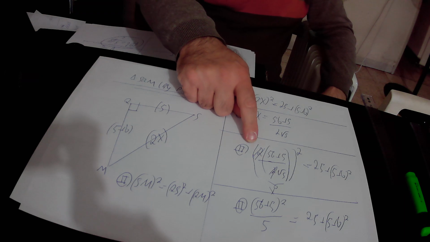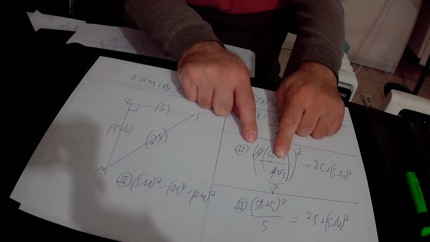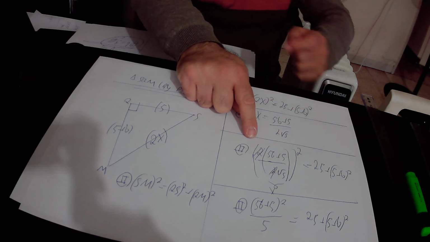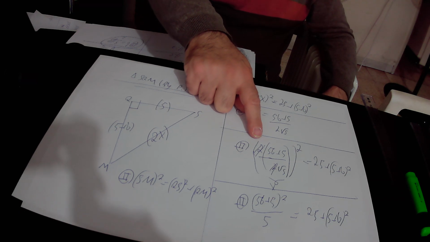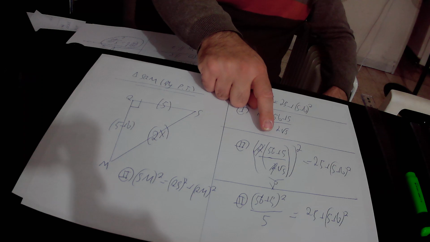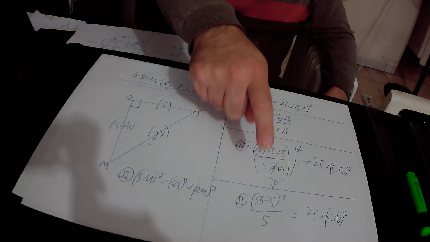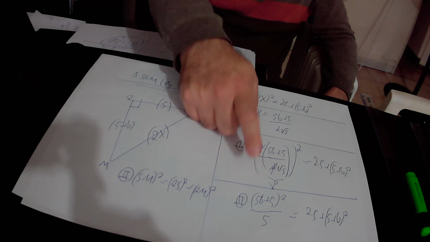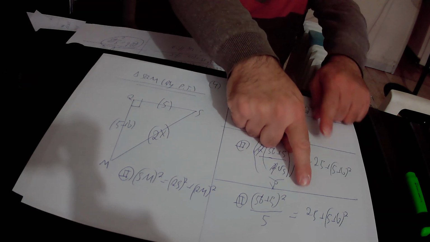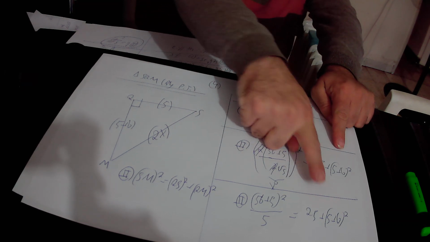Here we have 2 in the numerator and 2 in the denominator, so the 2 will get cancelled. So this expression after cancelling 2 equals (5b plus 5) squared over (square root of 5) squared. The square root of 5 squared is 5. So in total this expression equals (5b plus 5) squared over 5, and it equals 25 plus (5 plus b) squared.